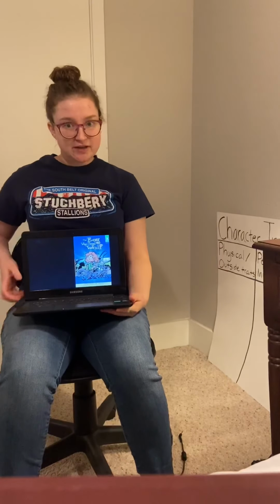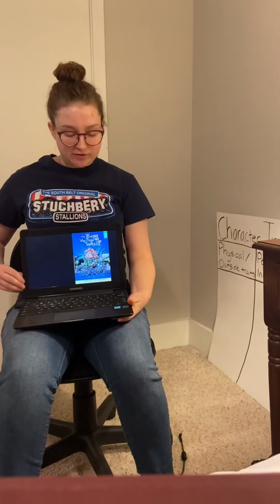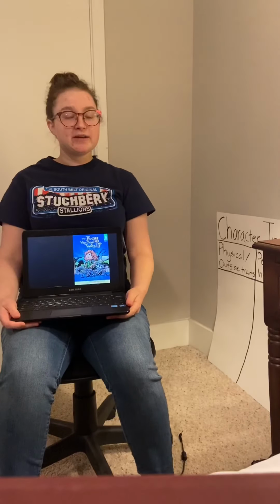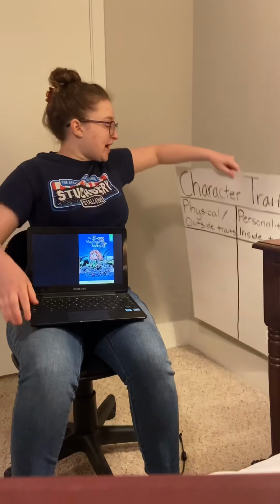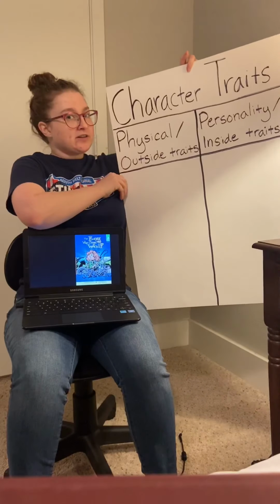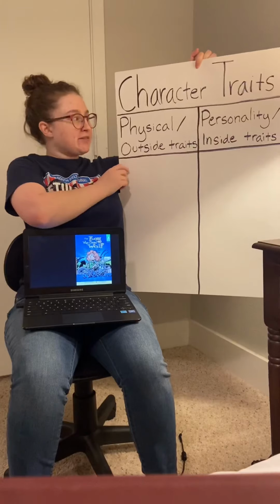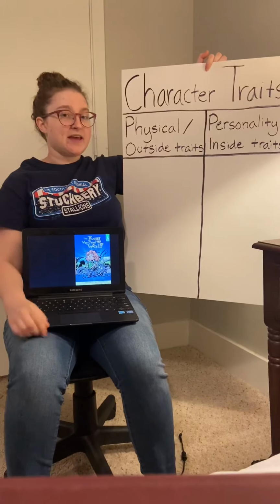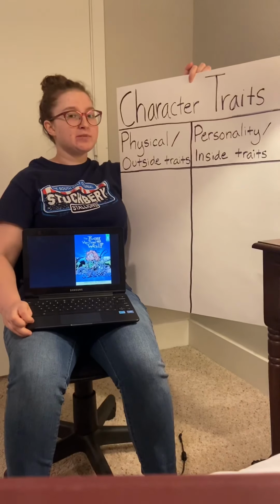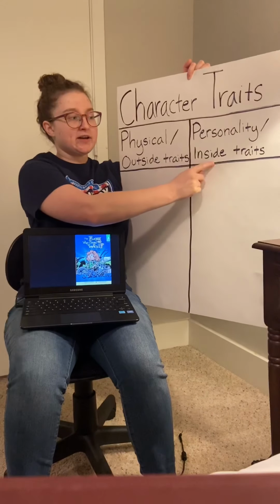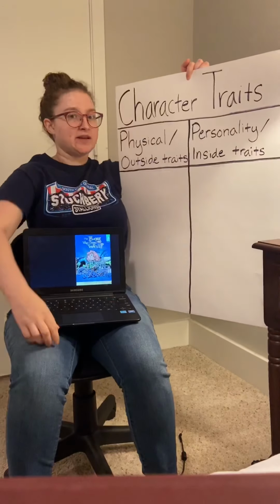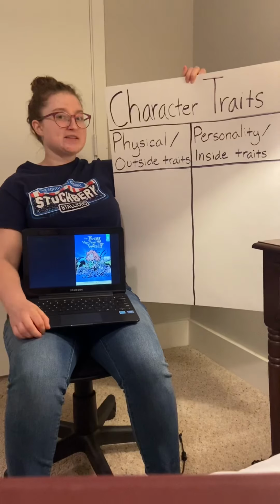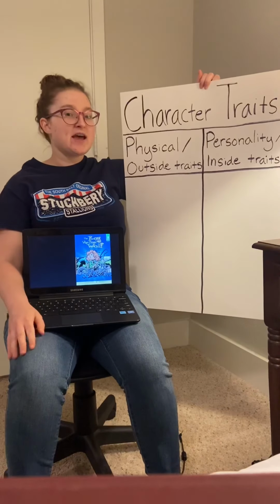So today when we're reading our fable, The Boy Who Cried Wolf, our main character is going to be the shepherd boy. So while we're reading our book together, we're going to be filling out our character traits anchor chart. We're going to be writing down the physical outside traits of the shepherd boy, which are what he looks like on the outside. And we're also going to be writing down his personality or inside traits, what the character is feeling on the inside. The personality or inside traits are based off of the character's actions and what they say.